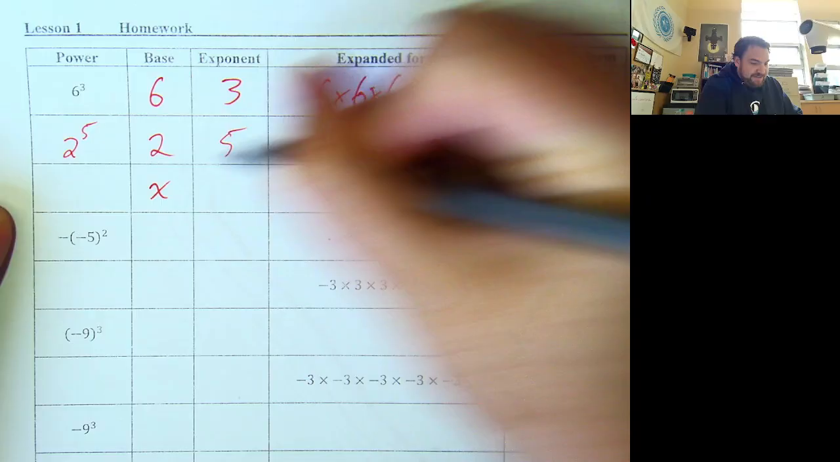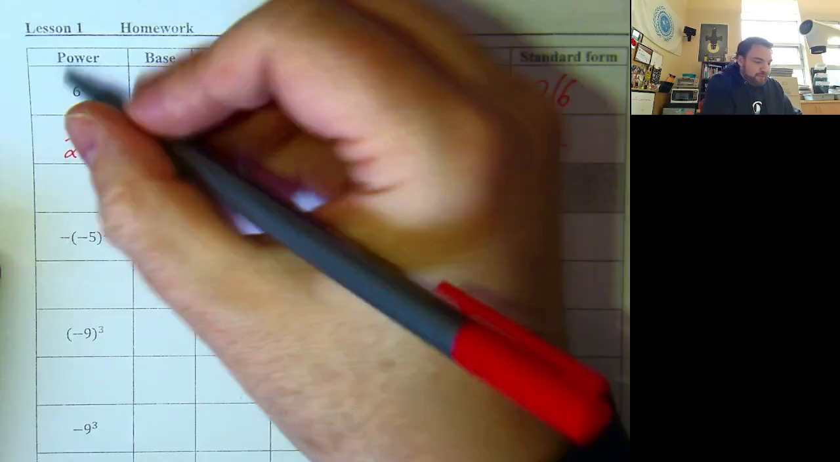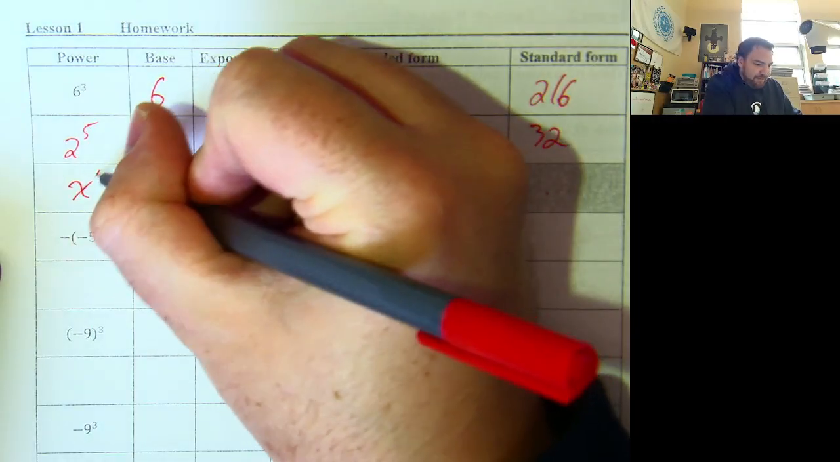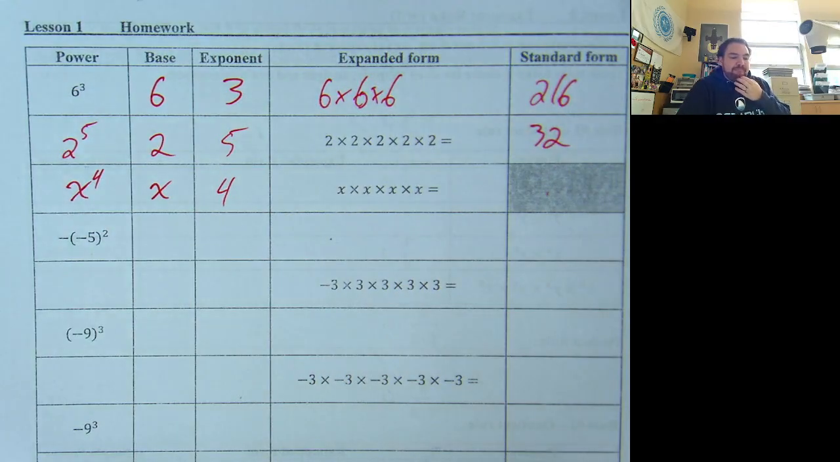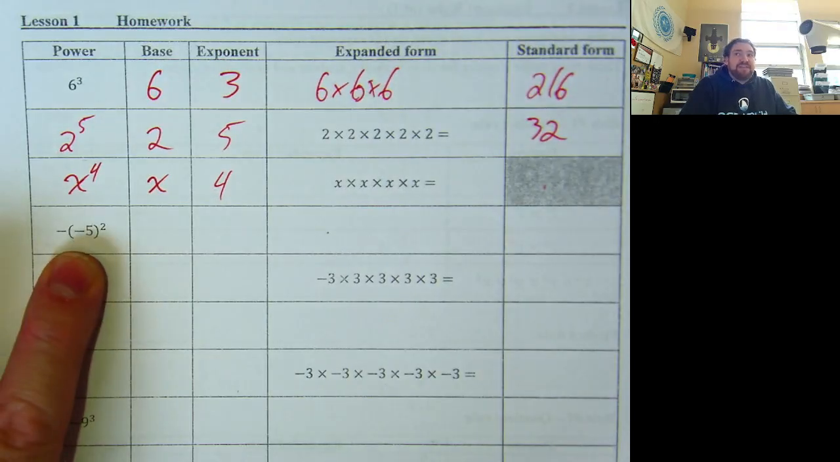The base is a fancy x. The exponent is 4 because there's 4 of them. So in power form, it's going to be fancy x to the power of 4. Love it. And again, there's nothing to evaluate because there's no number there to calculate. Okay, cool. Next one. What is the base here?